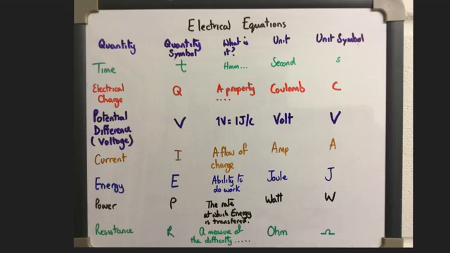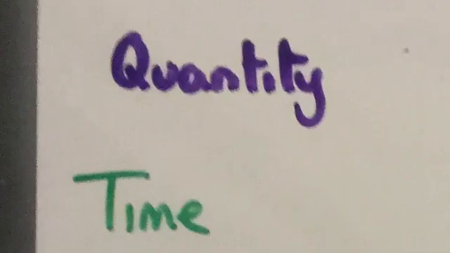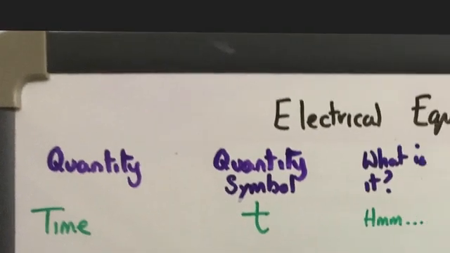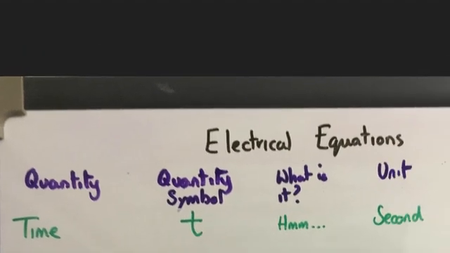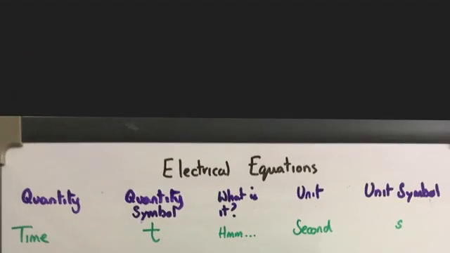Okay, electrical equations. Right, let's start off with various quantities. So we've got time, and the symbol for time all around the world is little t. All I have to do is write down the word little t, and all scientists around the world know what I'm talking about. What is it? Well, it's difficult to define what time is, but we all know what it is. But how can you explain it? It's tough. The unit of time, of course, is the second, and the unit has a symbol s.